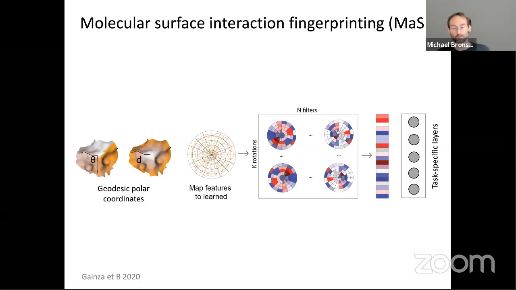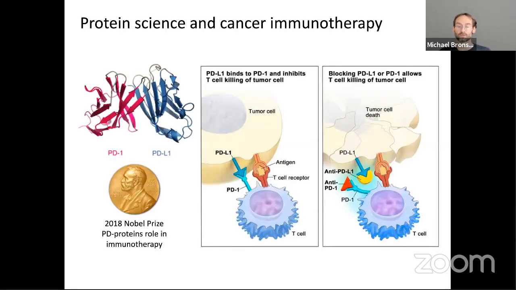And this is potentially very useful for the design of drugs, especially a new class of drugs called biological drugs or biologics. Here is one real example of application, which was actually recognized by the Nobel Prize 2 years ago. This is how cancer immunotherapy works. This is what is called the programmed death ligand complex, or PD-1, PD-L1 proteins.